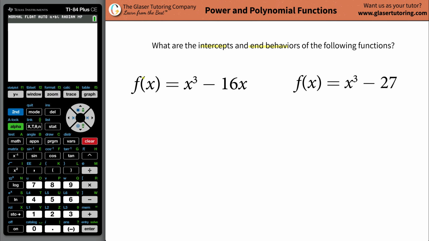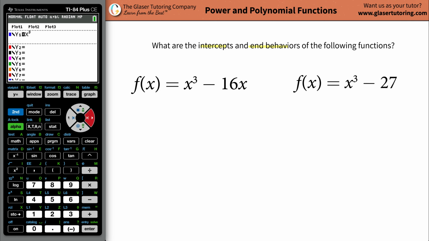So the first one we have here is going to be f of x, which you can remember, just think of simply as y, equals x cubed minus 16x. The first thing is just use the calculator and plug in the function. So go to your y equals, type in x cubed, so x raised to the 3, hit the right arrow button to drop the cursor back down, and then just hit minus 16x.